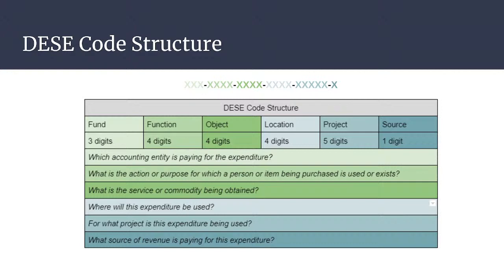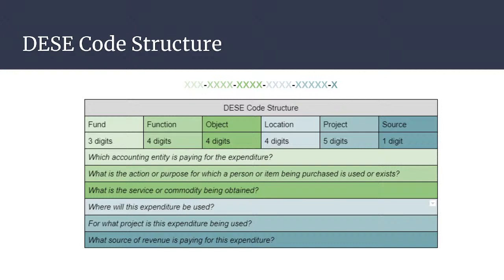Function code describes the action or purpose for which the activity is performed. There are building instruction codes, student activities, counseling, etc. that are used frequently. Object codes dive into the details of the purchase. What is the service or the commodity being used for? An example of an object code is supplies and materials. Within supplies and materials, there are several subcategories: instructional supplies, general supplies, and technology supplies.